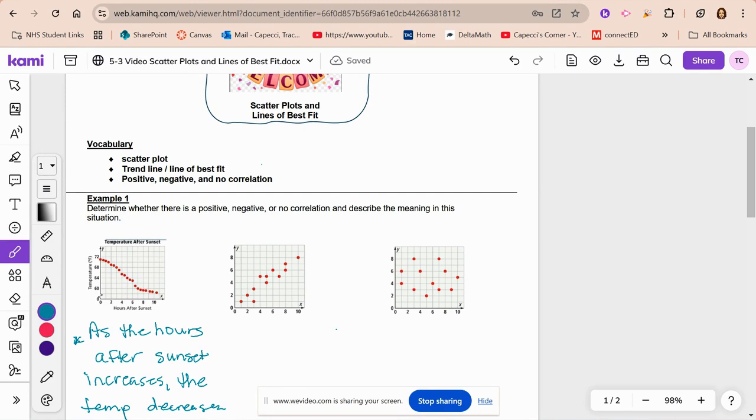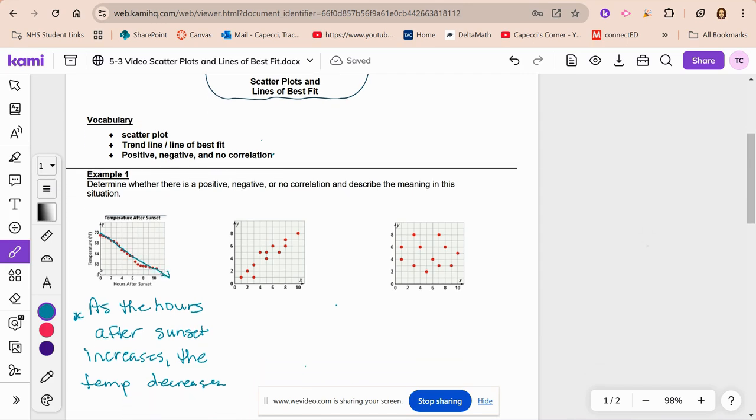So when we try to draw a line of best fit, it's exactly the way it sounds. It's a line of best fit, not exact. So when I draw a line through here, I'm not going to hit all the points, but I'm pretty much in the middle. That's what I'm going for.